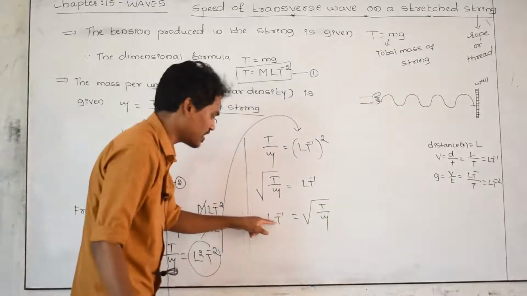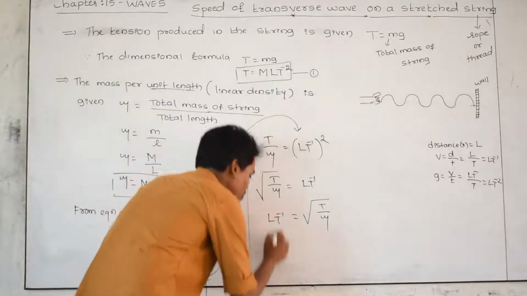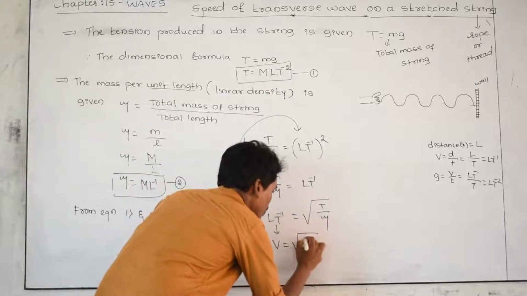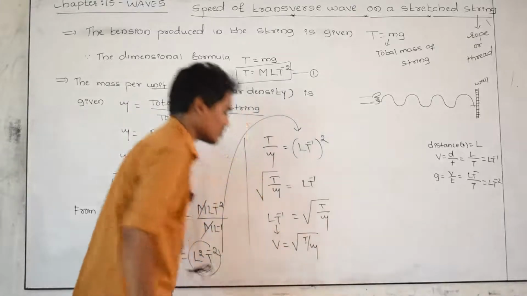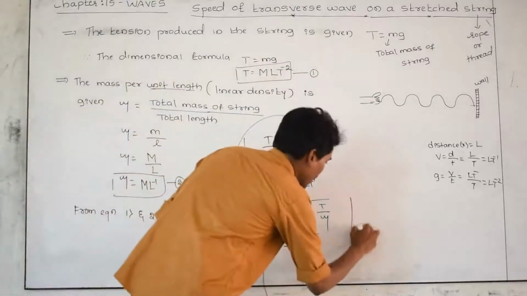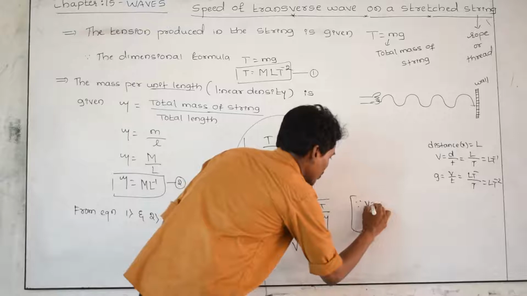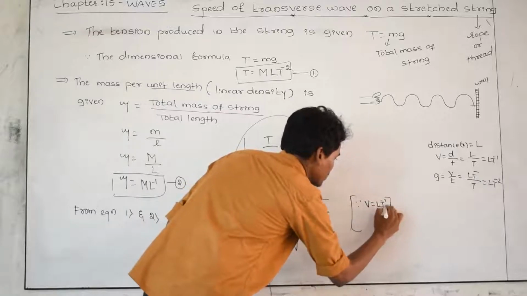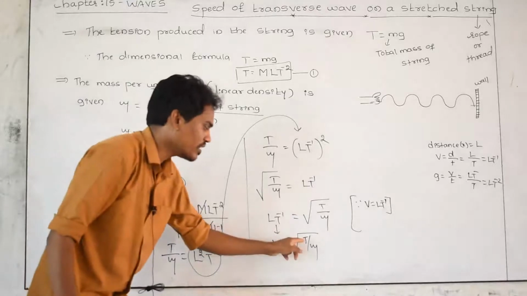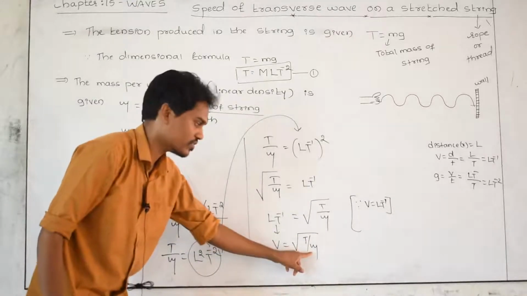That's for LT raised to minus 1. This is the dimensional formula of velocity. Therefore, this is equal to root of T by mu. Here I have taken v is equal to LT raised to minus 1, the dimensional formula. Velocity is equal to root of tension by mass per unit length.